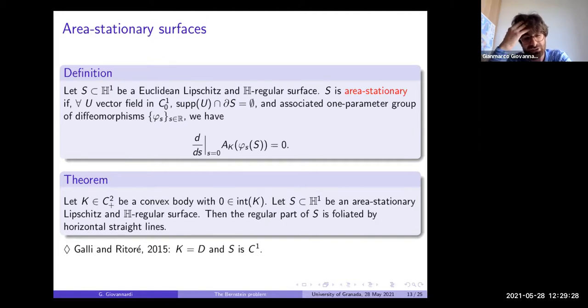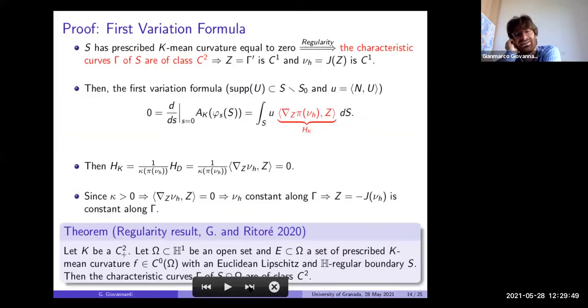This result was proved by Galleri-Torre in 2015 only in the case when K is equal to the unit disk centered at 0, so in the sub-Riemannian context. And the regularity of S was C1. We improved the regularity also. Let's see an easy proof of this fact. The proof is based on the first variation formula, of course, and on a strong regularity theory.